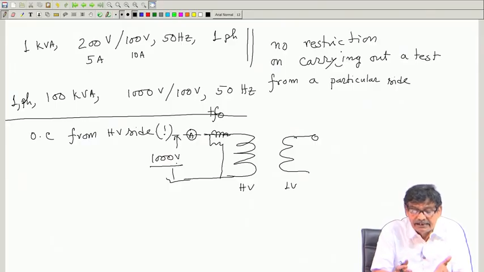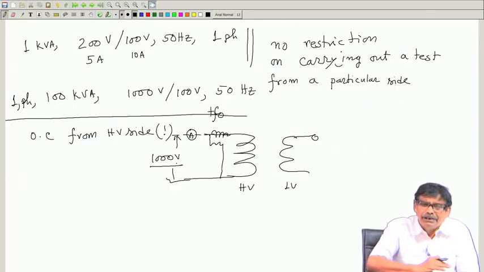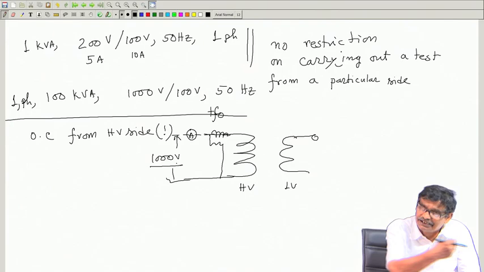So, open circuit test carried out from the HV side, that is why people in general say okay, carry out the open circuit test from the LV side.